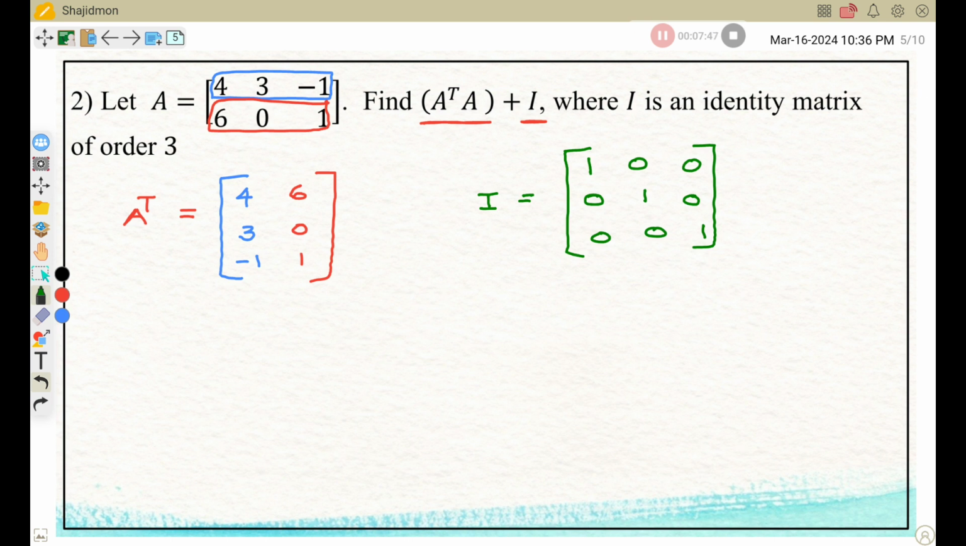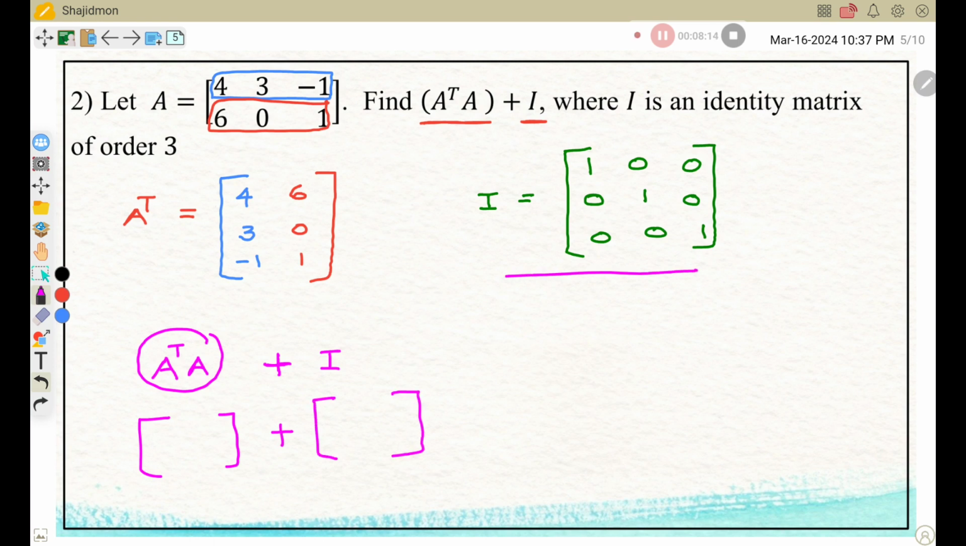Now let me start the calculation here. Our question is that we need to calculate A transpose multiply A plus the identity matrix. That means first you need to calculate this multiplication. The A transpose matrix we need to multiply with A. After that, whatever matrix we get as the answer, add the identity matrix to it. The identity matrix we already know, correct? So we need to add that identity matrix. So we will do it one by one. First we will calculate A transpose multiply A.